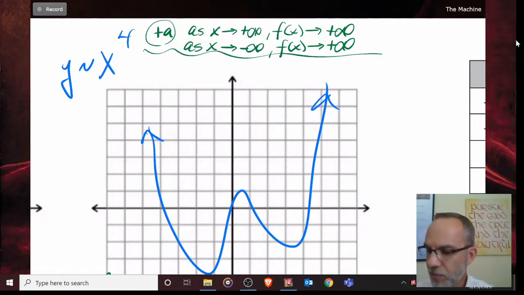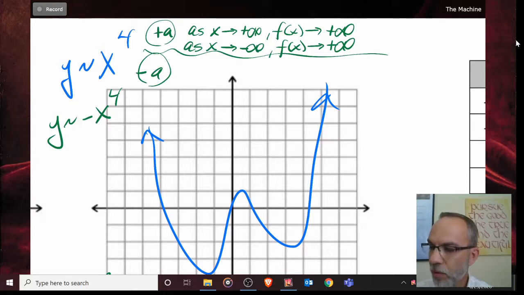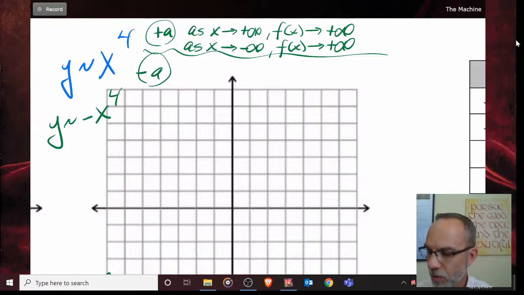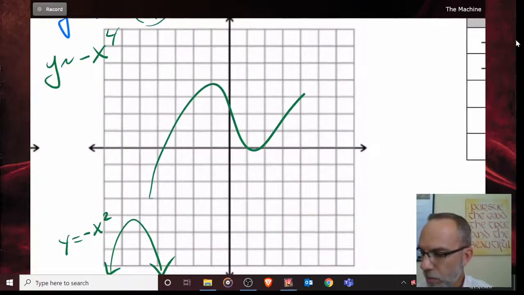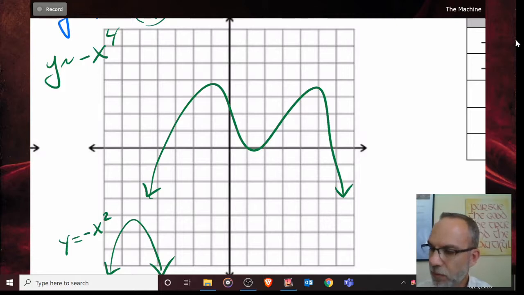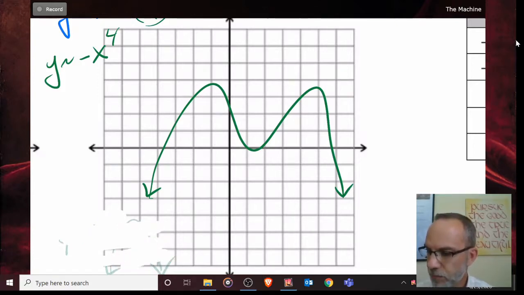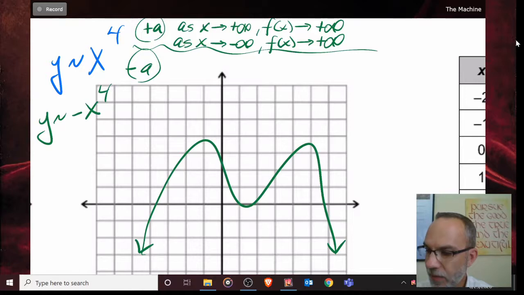What do you think happens for a negative a? What about y somehow related to negative x to the fourth? What does the graph of that one look like? Hopefully you're savvy enough now to do something like this, where it would go like that. Here, let me erase some of that clutter. Okay. Now, if negative a, what happens here?